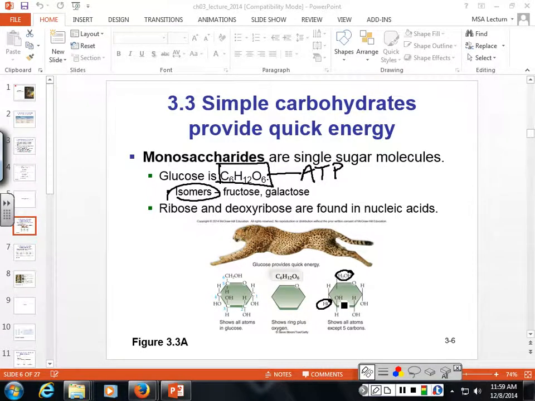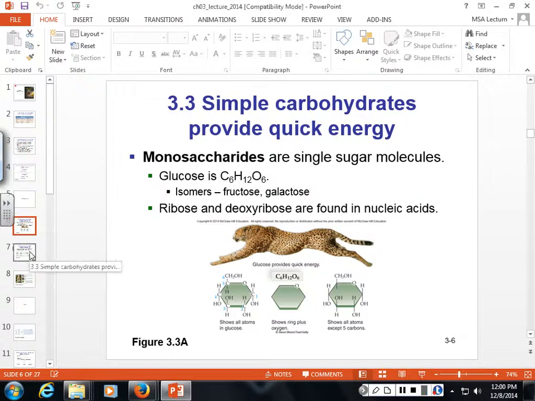We'll also talk about ribose and deoxyribose, which help make up nucleic acids. So they're sugars that help make up our DNA. One of the things to notice too is, what does every sugar end in? It ends in ose. So anytime you see an ose, you should be pretty sure that that's a sugar or a carbohydrate. So what can we do with simple sugars?